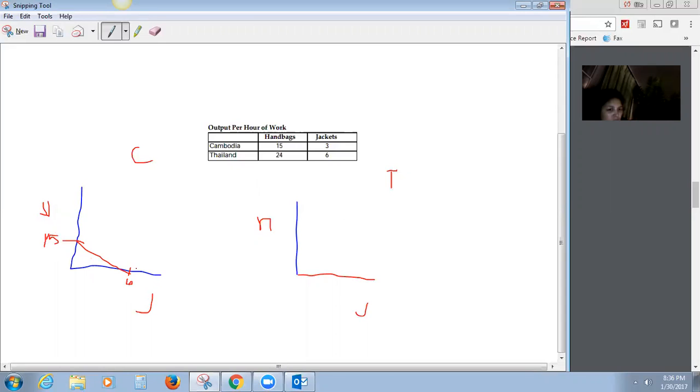Yeah, 15 and 3. Is there an undo here? All right, so that 3 here. This is Cambodia, 15 and 3. So I'm going to. I think there's an eraser. Perfect. And I'm going to get a blue pen. All right. And Thailand, this number is going to be 24. Oh, this is such a pain. All right, and jackets is 6.